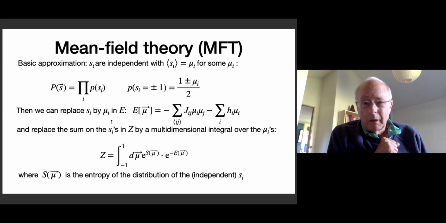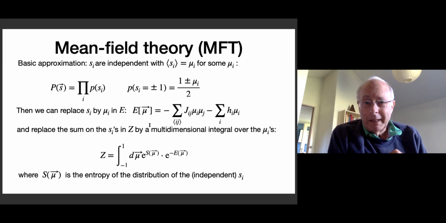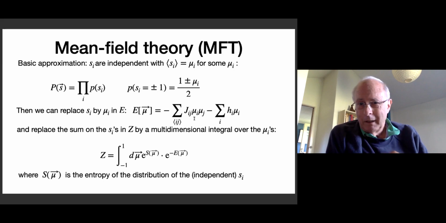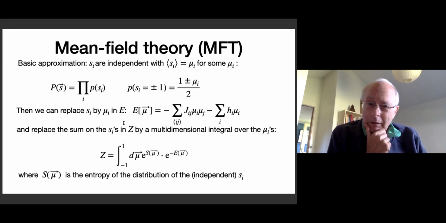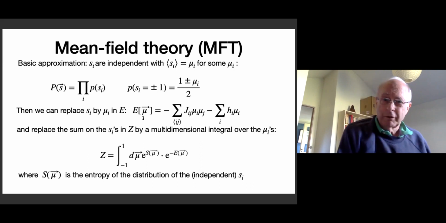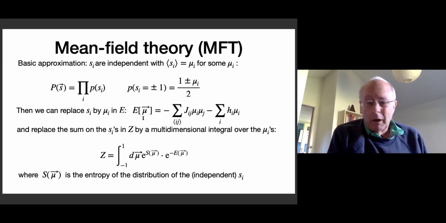And then when we want to evaluate the energy, at least the average energy, we can replace the sigmas in the energy by the mu's because they're independent by virtue of the hypothesis of this approximation. So we just write the energy replacing the sigmas by the mu's. And that's going to be true for any set of mu's. But which mu's should we choose?